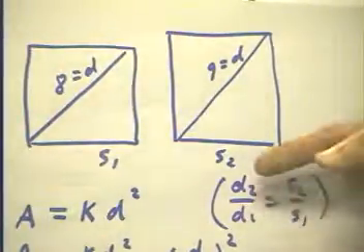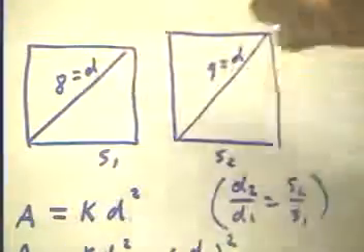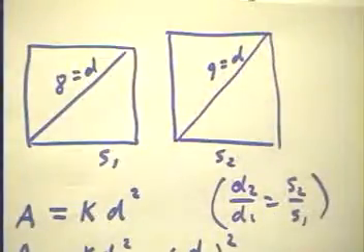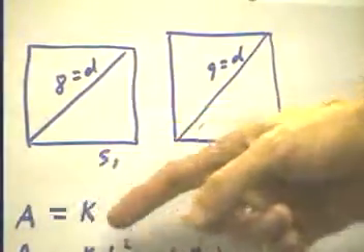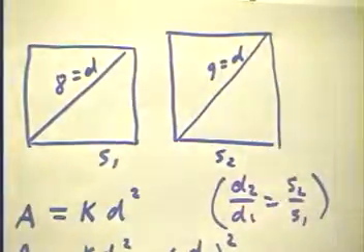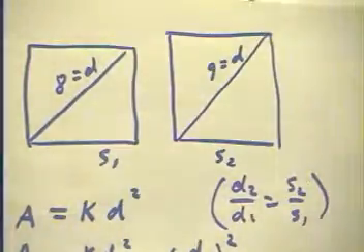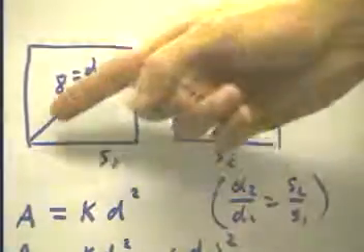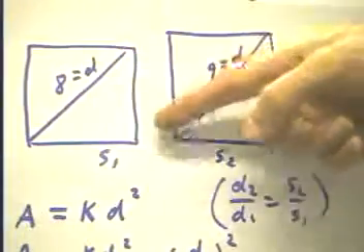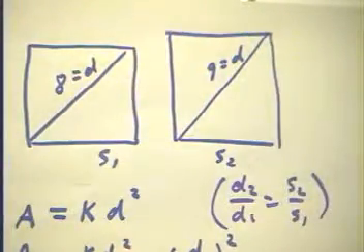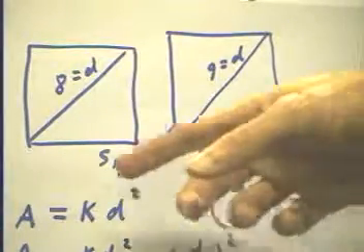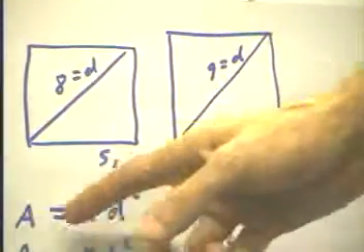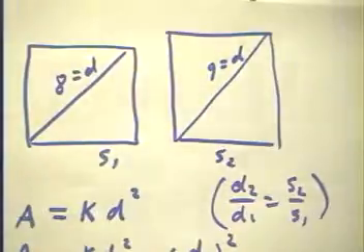And we also note that the ratio of the diagonals D2 here to D1 here is the same as the ratio of the sides, because these are geometrically similar figures. And this also justifies the idea that the area is K times the square of the diagonal. However, the main idea is that the diagonal is a linear measure. It's a measure of distance. And that measure characterizes the size of the square. And since we have a linear measure that characterizes the size of the square, the area is going to have to be proportional to the square of that measure.